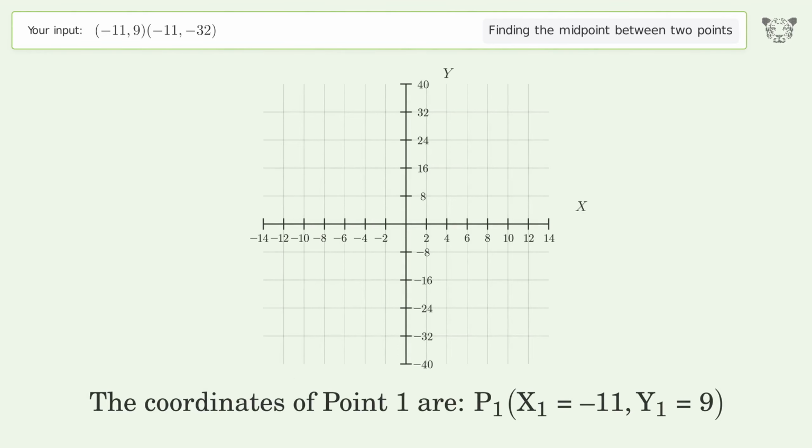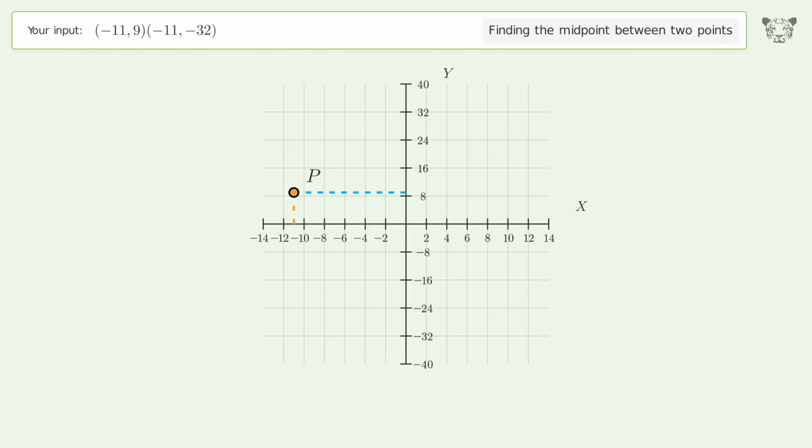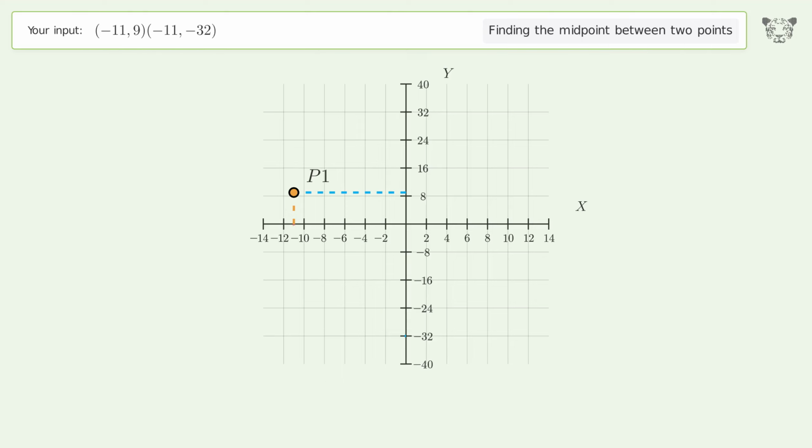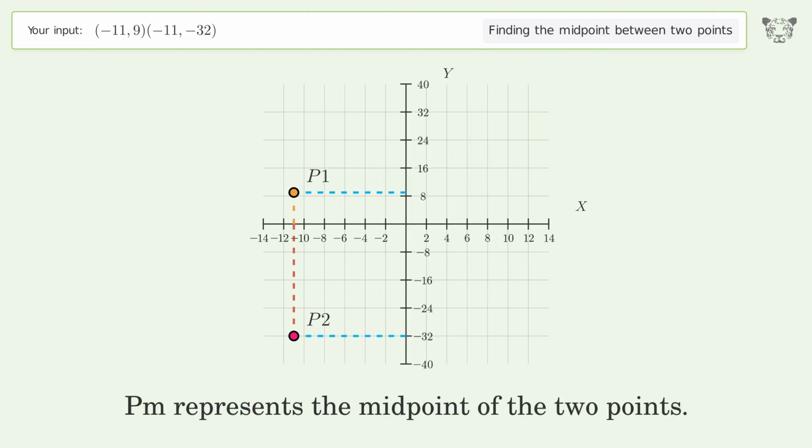The coordinates of point 1 are, x1 equals -11, y1 equals 9. The coordinates of point 2 are, x2 equals -11, y2 equals -32. PM represents the midpoint of the 2 points.